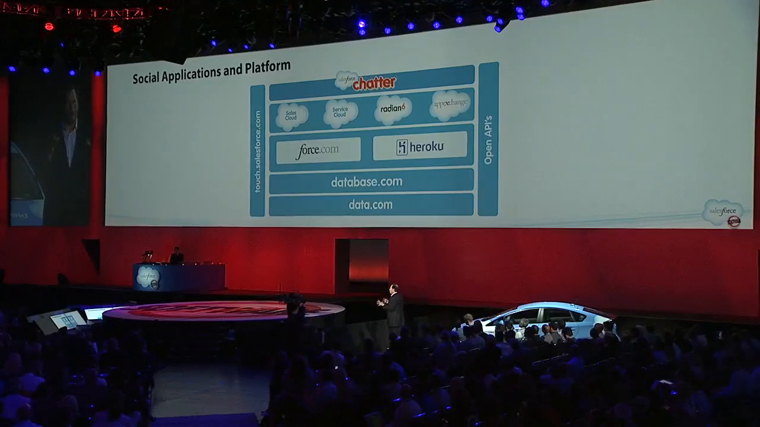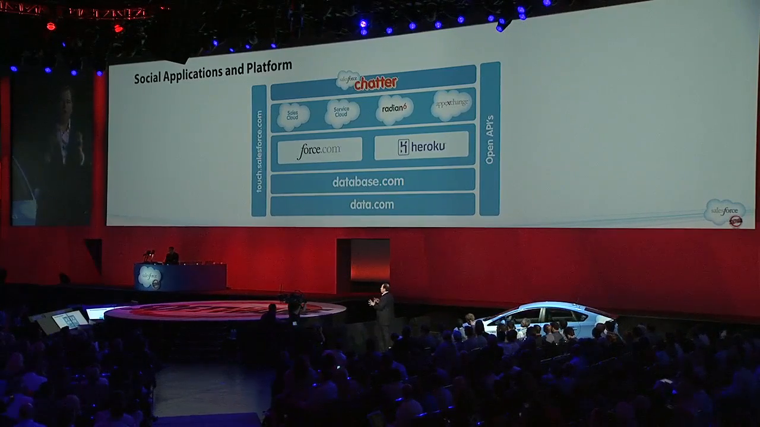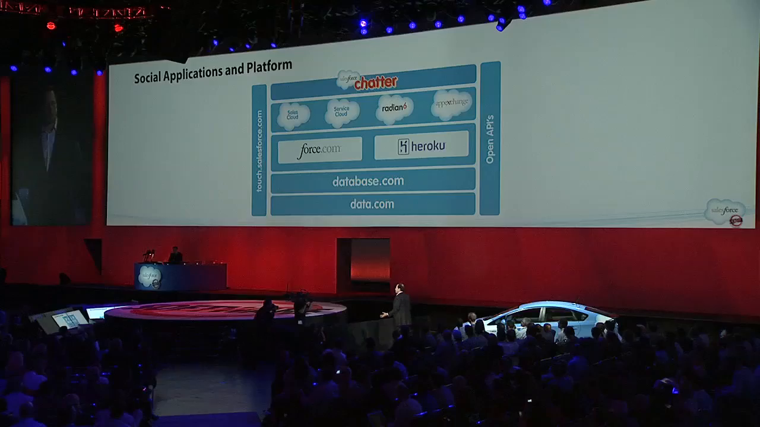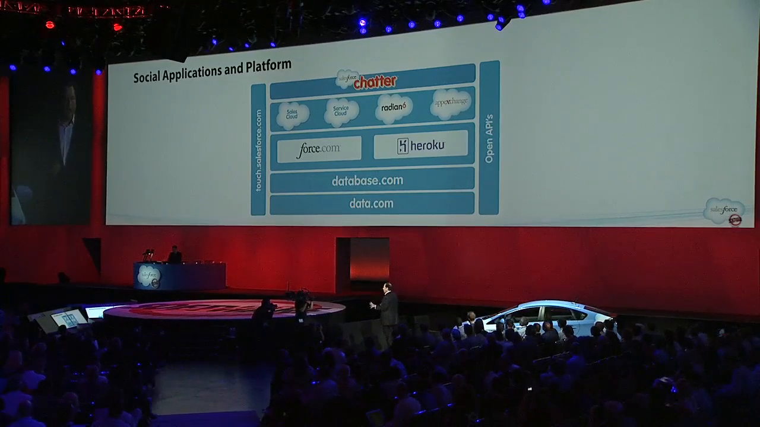This is our new architecture. Look at it. Data.com, Database.com, our core platforms, Force.com and Heroku, our Sales Cloud, our Service Cloud, Radian6, our AppExchange with 1,200 apps, Chatter, Touch, Open APIs. This is our core architecture. And this came from this transformational work with Toyota. Amazing. And this is how we laid it out.